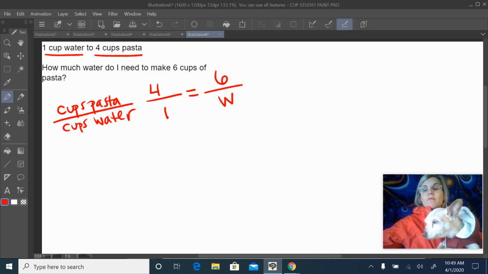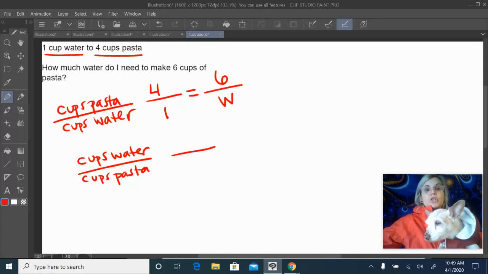Okay, so because my variable is on the bottom, we're just going to make life much easier and flip everything. So cups water over cups pasta works just fine. So now I have to change it. So I have 1 cup water to 4 cups pasta, and I want to know how many cups of water to 6 cups of pasta.